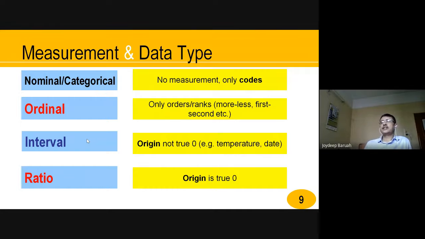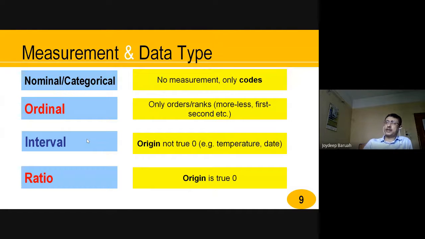For instance, if you look at age, your age will start from, say, your date of birth. The date of birth is your origin, and then you start calculating. But date of birth is not your 0; it is a starting point, an origin, but the value is not 0. So all these data are called interval data. And when the origin is actually 0, it starts from 0, meaning absence of value, then it becomes the ratio scale. So based on that measurement, we have 4 different types of data.